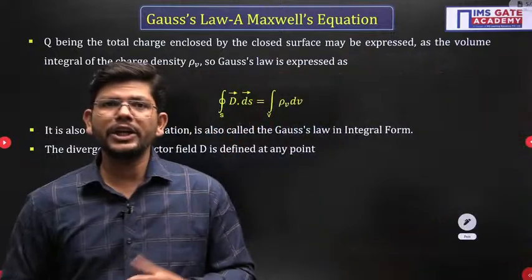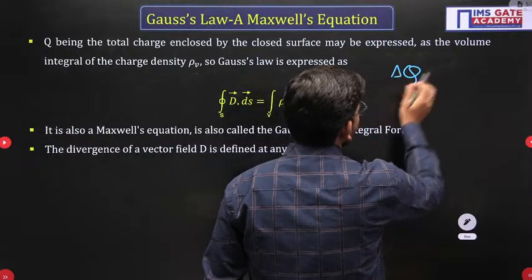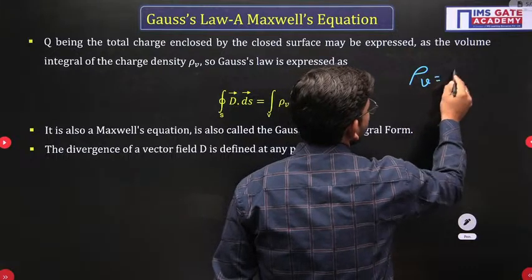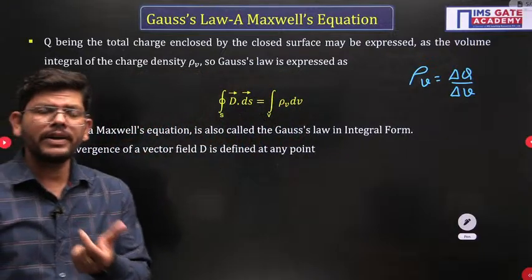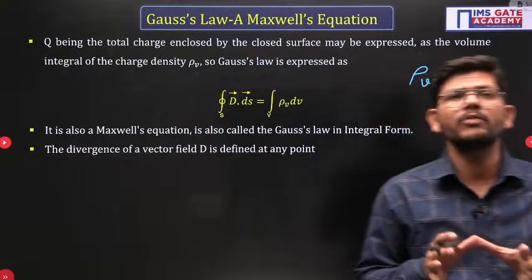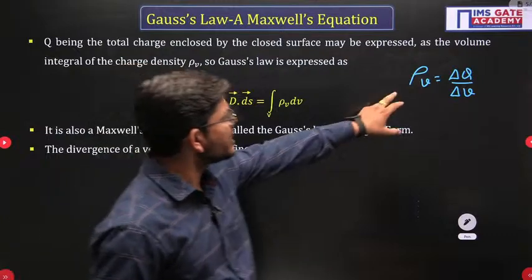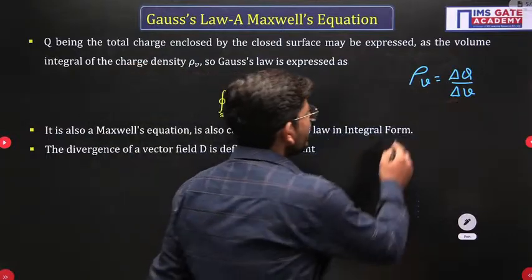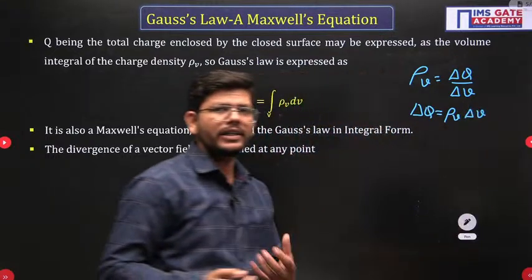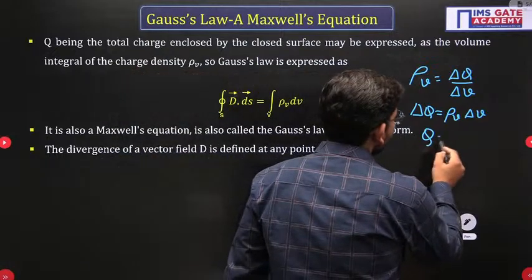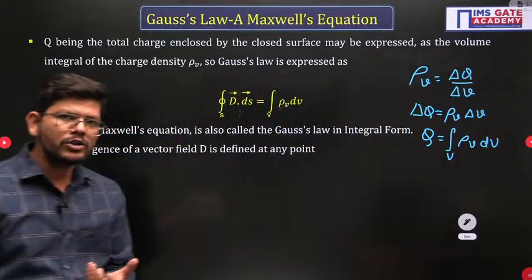Now you know that Q might be written in terms of the volume charge density. Volume charge density will be delta Q over delta v, charge per unit volume: some infinitesimal charge enclosed by some infinitesimal volume, and the ratio of them gives us the volume charge density. In this way we can write the small charge like this, and if I want to calculate the total charge, it will be the volume integral of rho v dv.